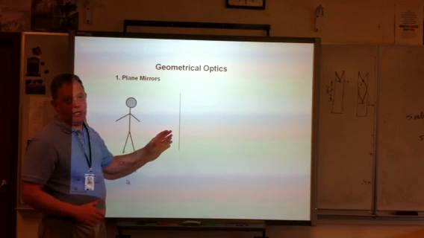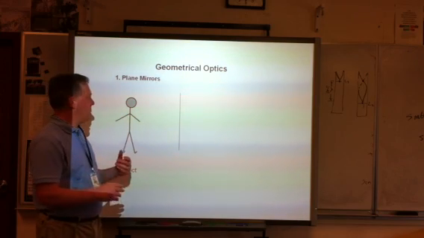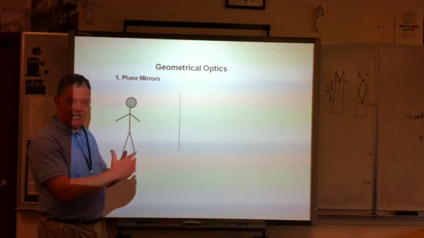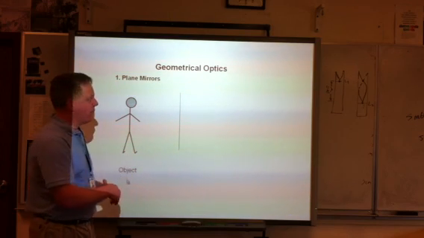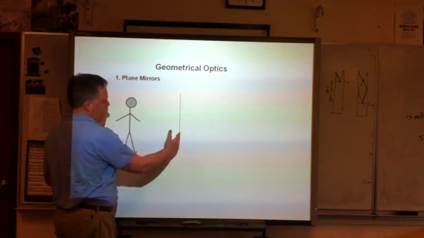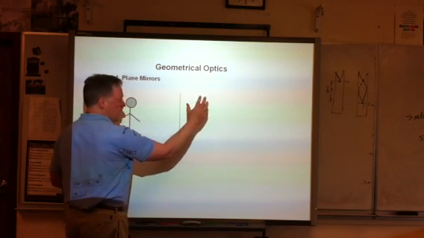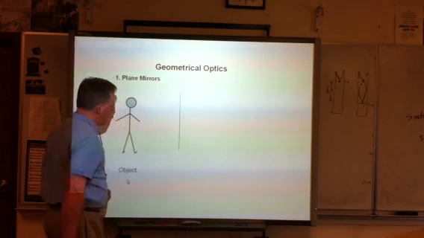This unit is going to be on geometrical optics, which is all about how mirrors and lenses bend light. And when it bends light, we see images, objects where they really aren't. For instance, when you look in a plane mirror, you see yourself inside the mirror, and obviously you're not there. That's going to be your image.